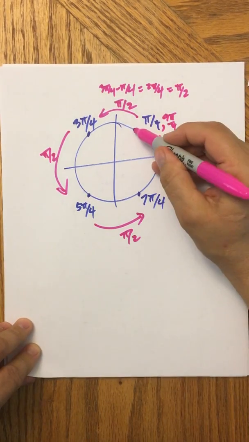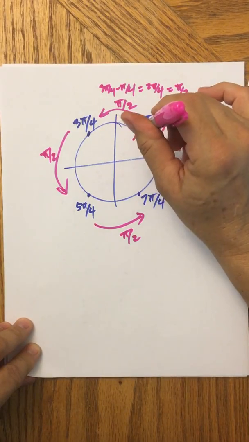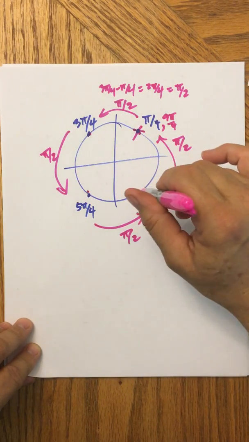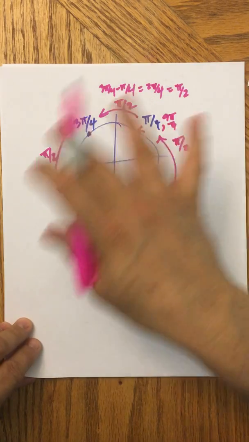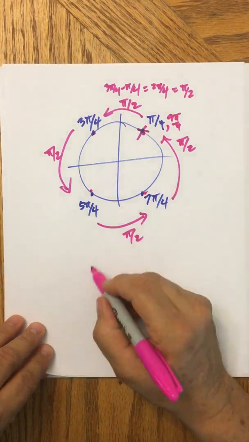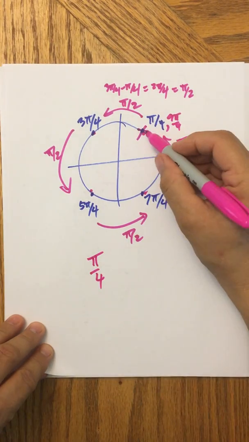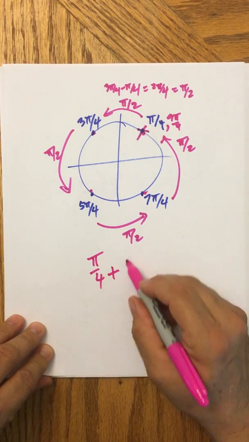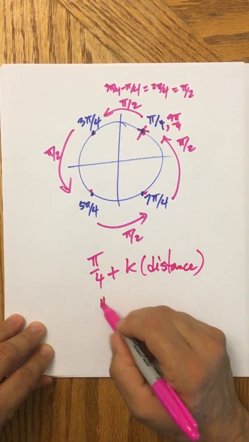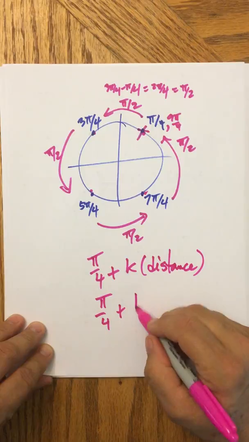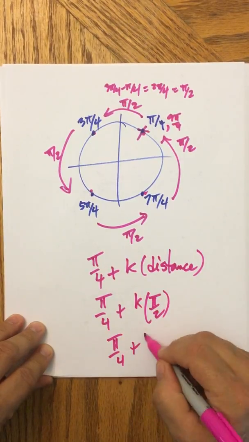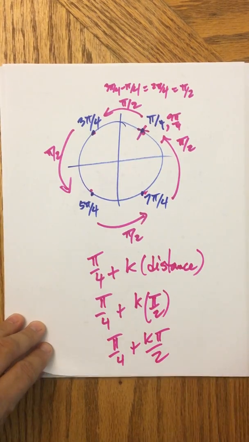since the test is when I start at one solution, do I always go the same distance to get to the next solution? If I do, and I can capture all the solutions, then I can use this generator thing where I say, okay, start at a solution, usually my first positive solution, and add k times the distance. So I would say pi over 4 plus k times pi over 2. And that would just be pi over 4 plus k pi over 2.